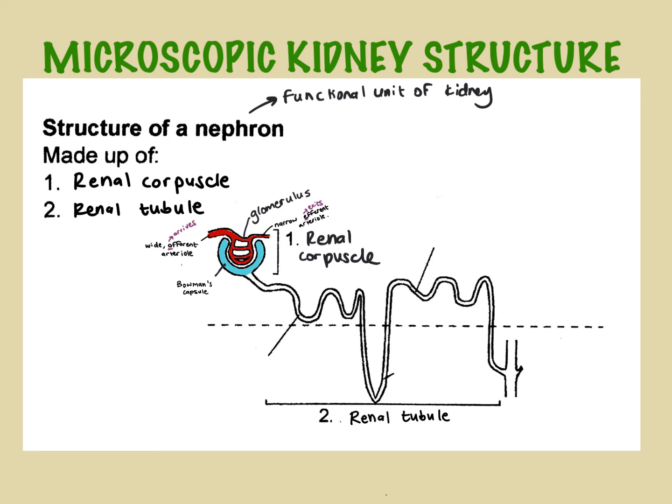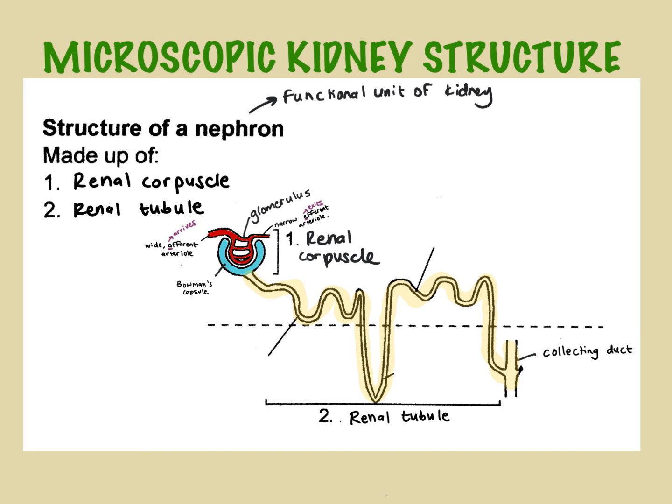So the next part of the nephron is the renal tubule. So the renal tubule is this entire tube that goes from the Bowman's capsule all the way to the end of the nephron, which meets and ends in a collecting duct. So these long, straighter tubes are collecting ducts, and many nephrons will share one collecting duct.